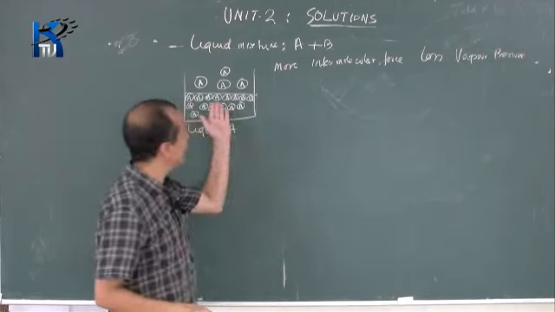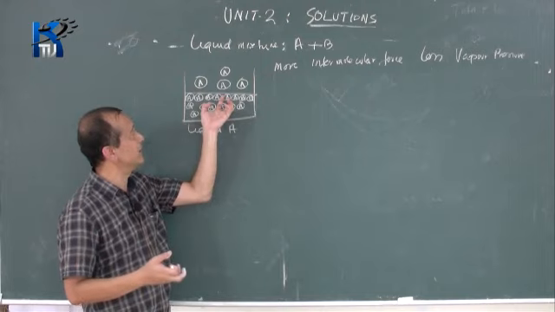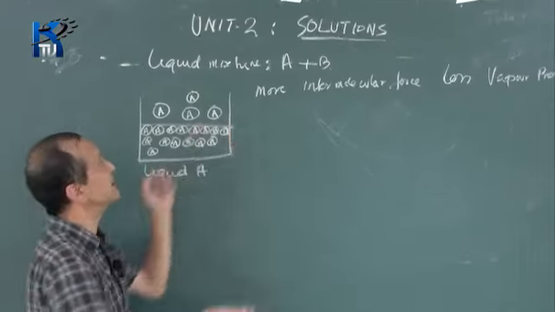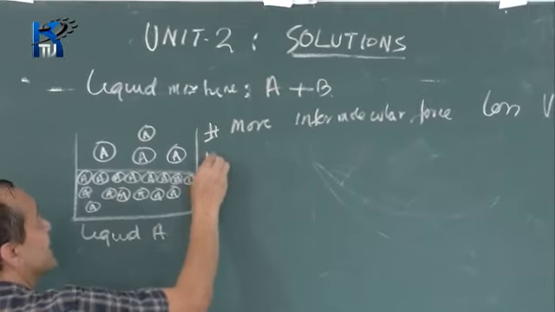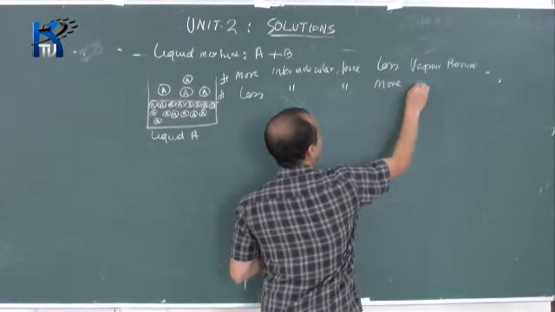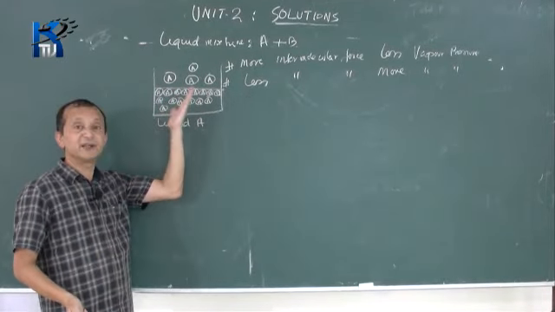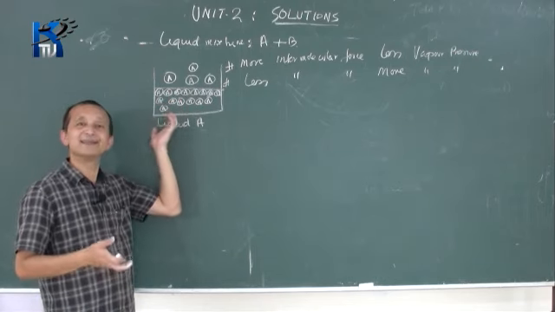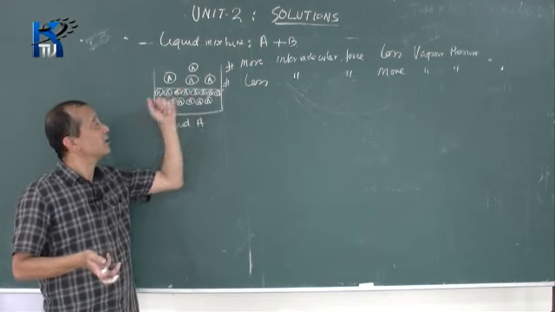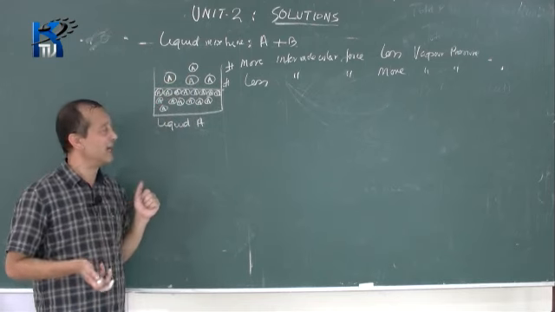Okay, why? Because if the intermolecular forces are more, then it will be difficult for molecules of A to escape from the surface and then go into the empty space as vapor. So this is one thing you should remember: the less the intermolecular force, the more will be the vapor pressure. If the intermolecular force between A molecules is less, then molecules of A can easily escape and go into the space as vapors.